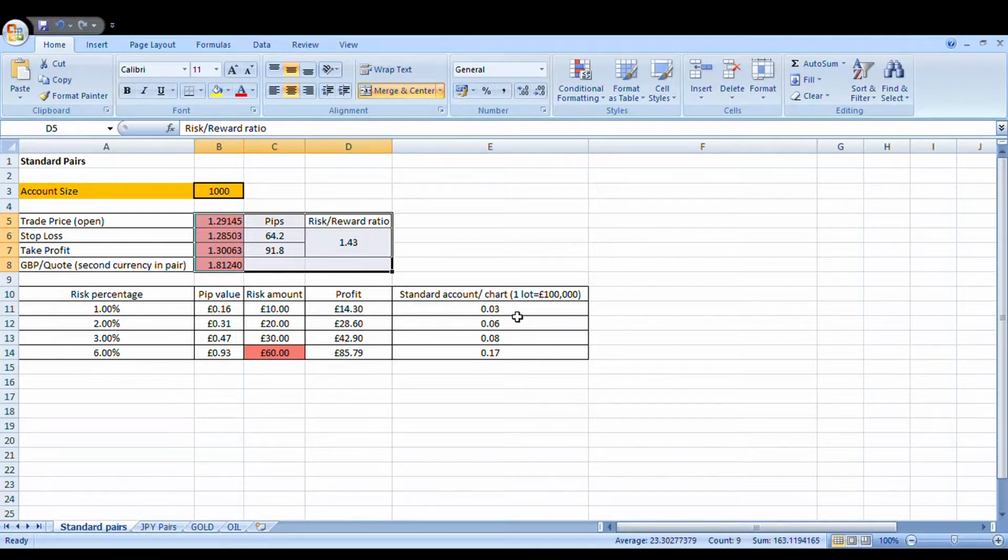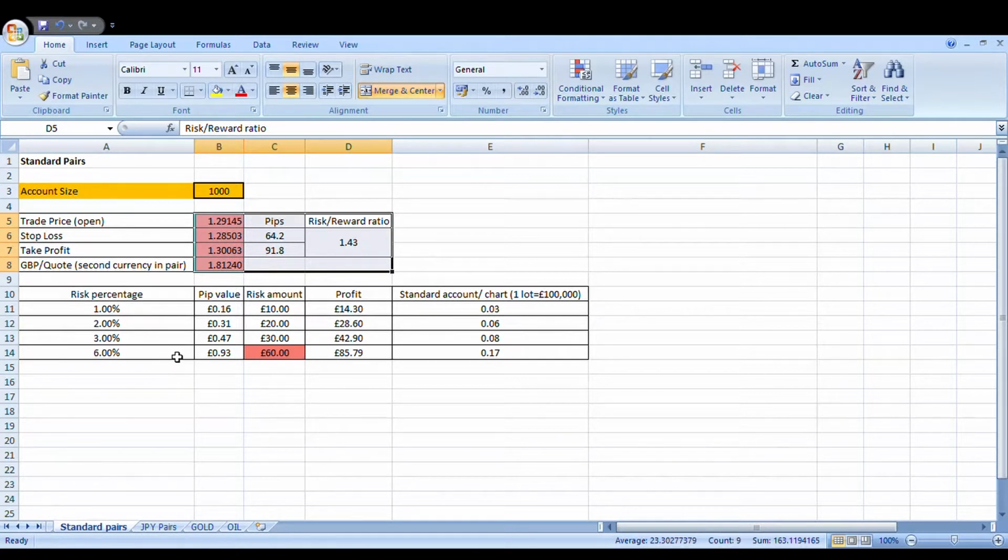And then finally over here we have your lot size or position size. So if you wanted to risk 1% on this trade, you'll execute a position of 0.03, and obviously this doesn't take into account any swaps or commission. So you may stand to be risking slightly more than this, or your profits may be slightly lower.